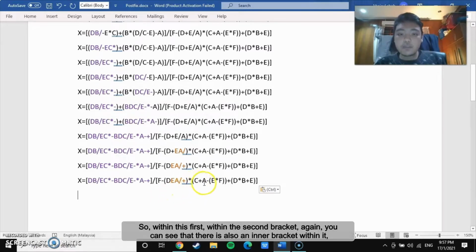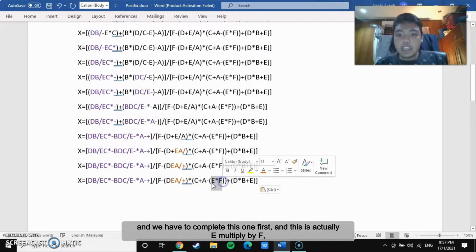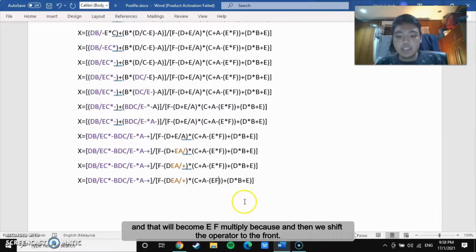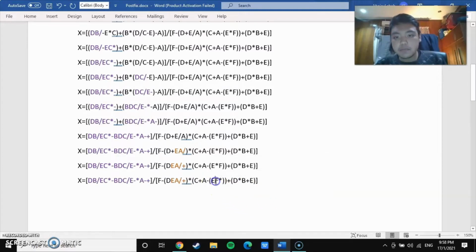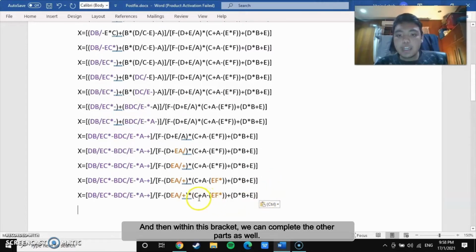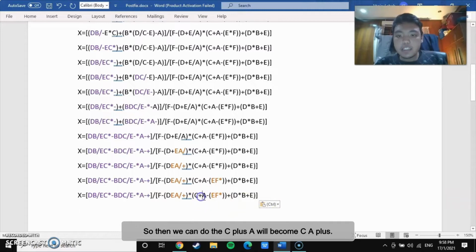So within the second bracket, you can see that there is also an inner bracket within it, and we have to complete this one first. This is E multiplied by F, and that will become EF multiply, and then we shift the operator to the front. And then within this bracket, we can complete the other parts as well. So we can do C plus A, which will become CA plus.